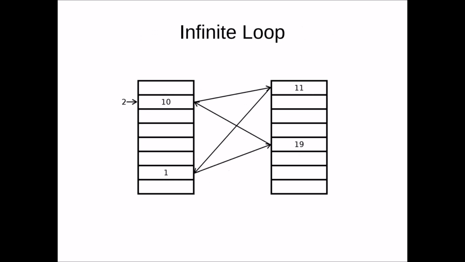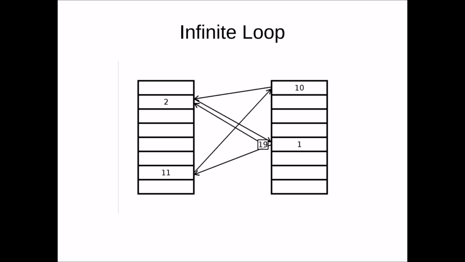It is possible that when you insert an item, it creates an infinite loop. For example, when we insert 2, kicking out 10, it kicks out 11, kicking out 1, and so on, we eventually end up back in the same position that we started at. After a set number of iterations, the computer detects that there is an infinite loop and rehashes.